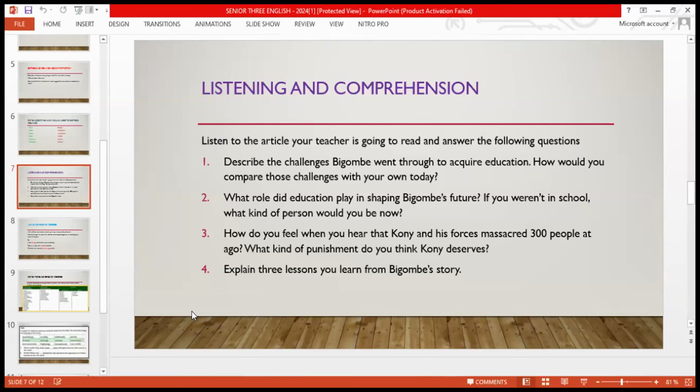Not deterred, Bigombe decided to write back to Kony. She referred to him as my son and used religion as a way of connecting with him. Eventually, Kony agreed to meet. She feared he would have her tortured and resolved to kill herself rather than be captured by him. Deep in the jungle, they met for the first time.